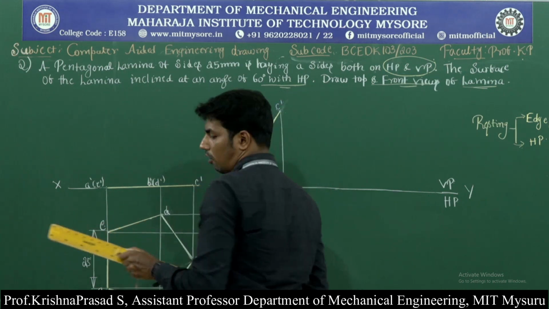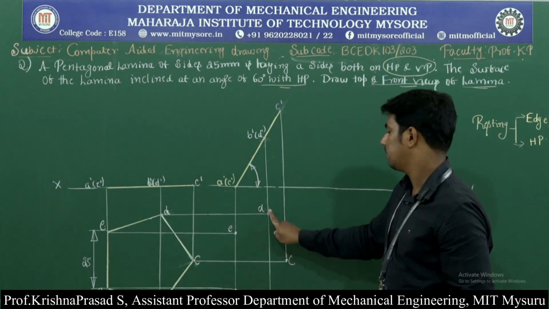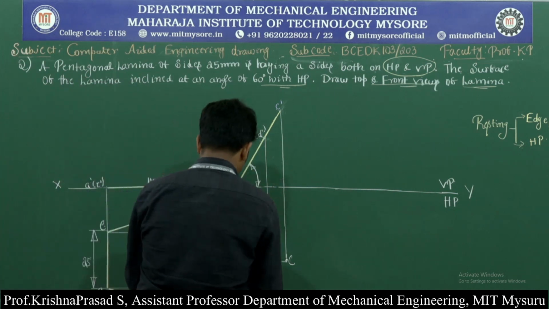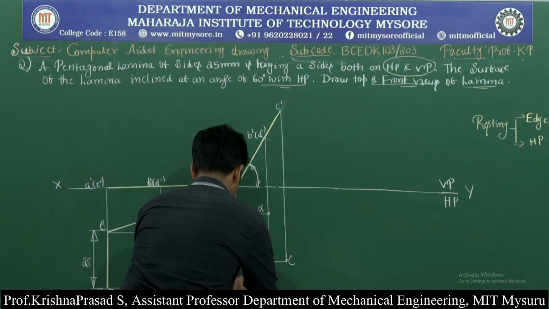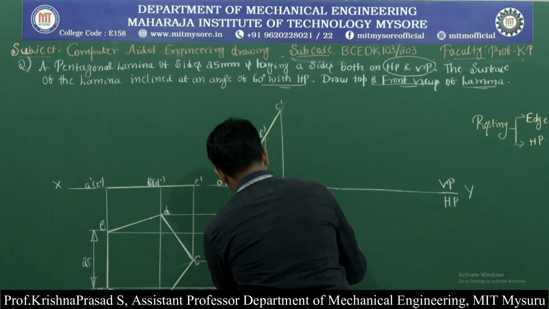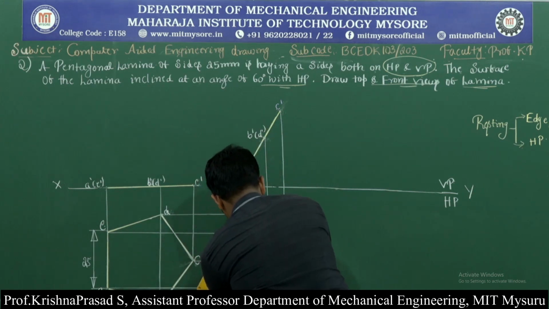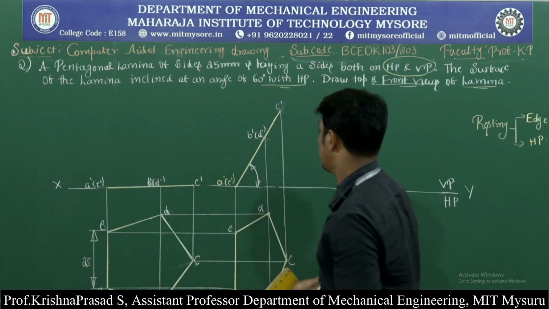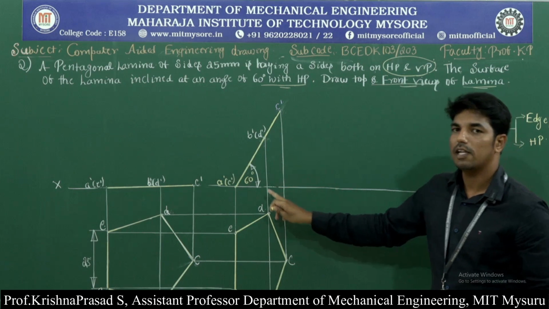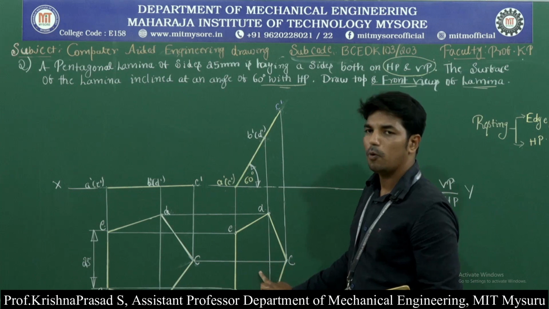So now we got all the 5 corners, that is A, B, C, D, E. Now join with the dark lines, that is AE, ED, DC, CB, AB. Okay. So this is regarding the second position, that is surface inclination of the lamina, it is 60 degree with HP, and we have also drawn the top view position.